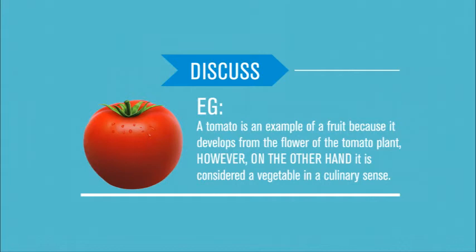So a student might say a tomato is an example of a fruit because it develops from the flower of a tomato plant. However, on the other hand, it's also considered a vegetable in a culinary sense. So in that respect, we've given 2 points of view about a tomato. So if you compare this now to describe, you can see that when we describe a tomato, it's really about its characteristics and features, whereas discuss is more about giving both sides of the picture. And this is what you need to think about when you're approaching your HSC exam questions for food technology.